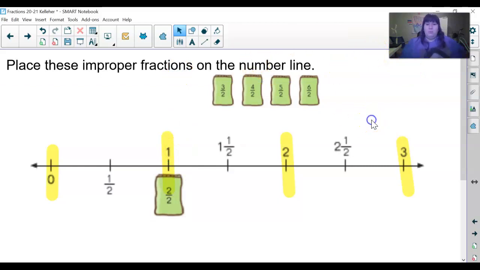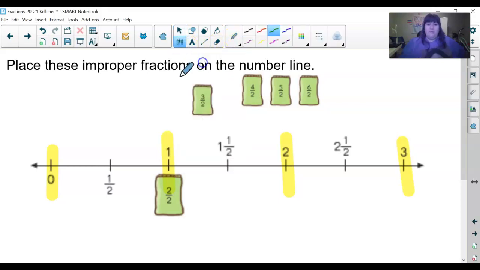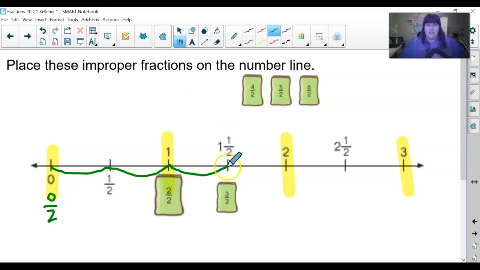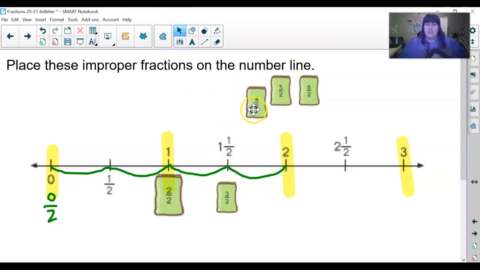What about 3/2? Well, if I'm looking at my improper fractions on the bottom, this could be 0/2 or 0 halves, 1/2, 2/2. This would be 3/2. And honestly, you just keep on going. Next, 4/2.